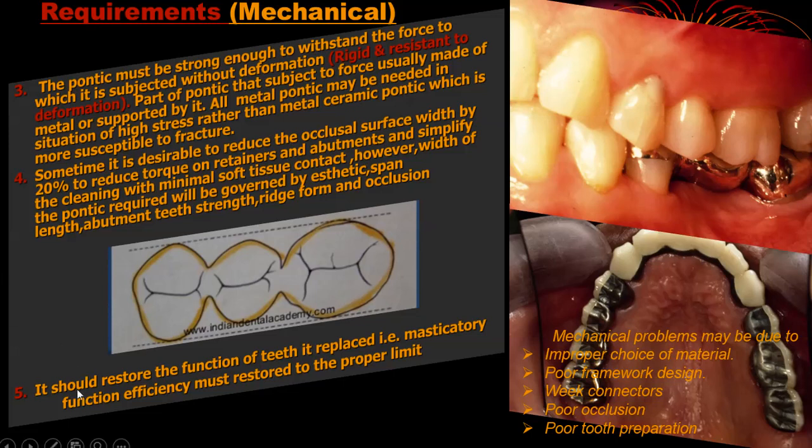Another requirement: it should restore the function of teeth. It replaces the masticating function, and efficiency must be restored to a proper limit. Of course, a mechanical problem may be due to, as we said, fracture in the area of the pontic. This mechanical problem might be due to improper choice of material, poor framework design, weak connector, poor occlusion, or poor tooth preparation. All of them can lead to fracture of the bridge.